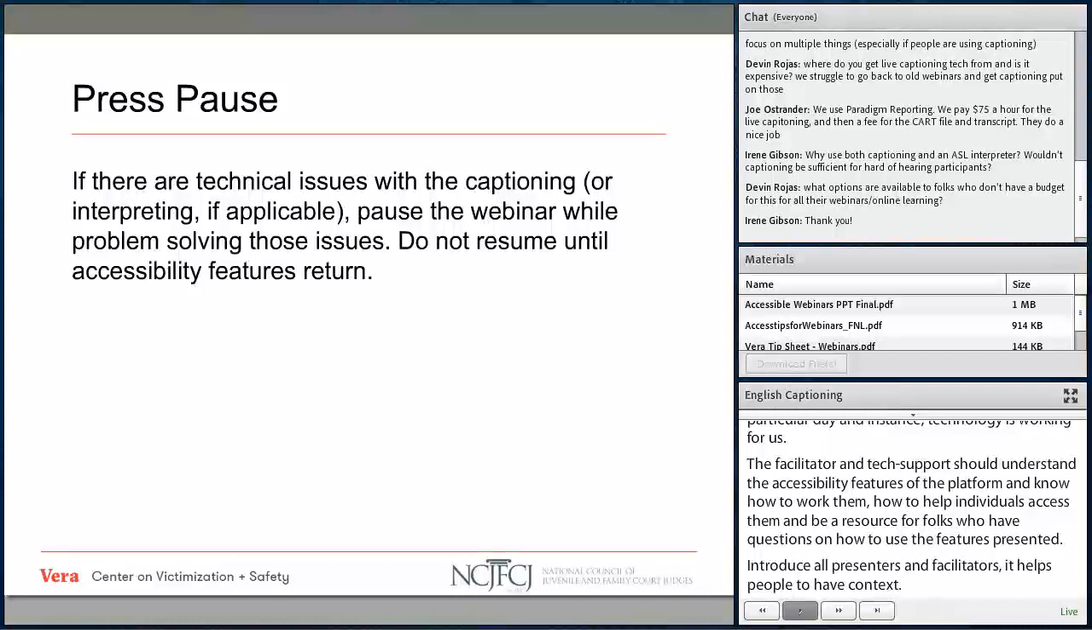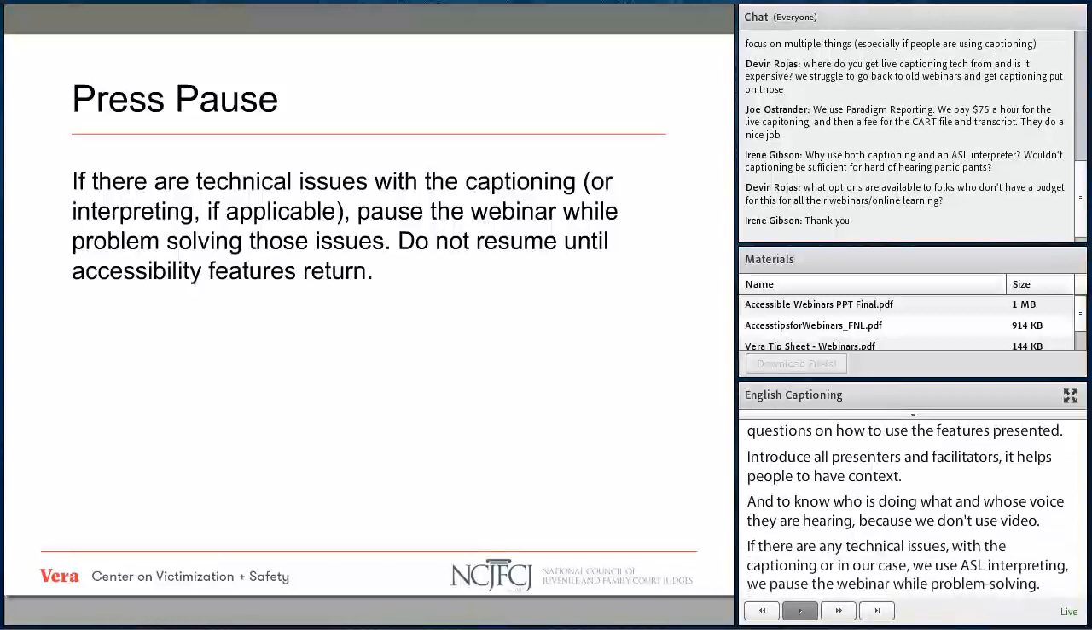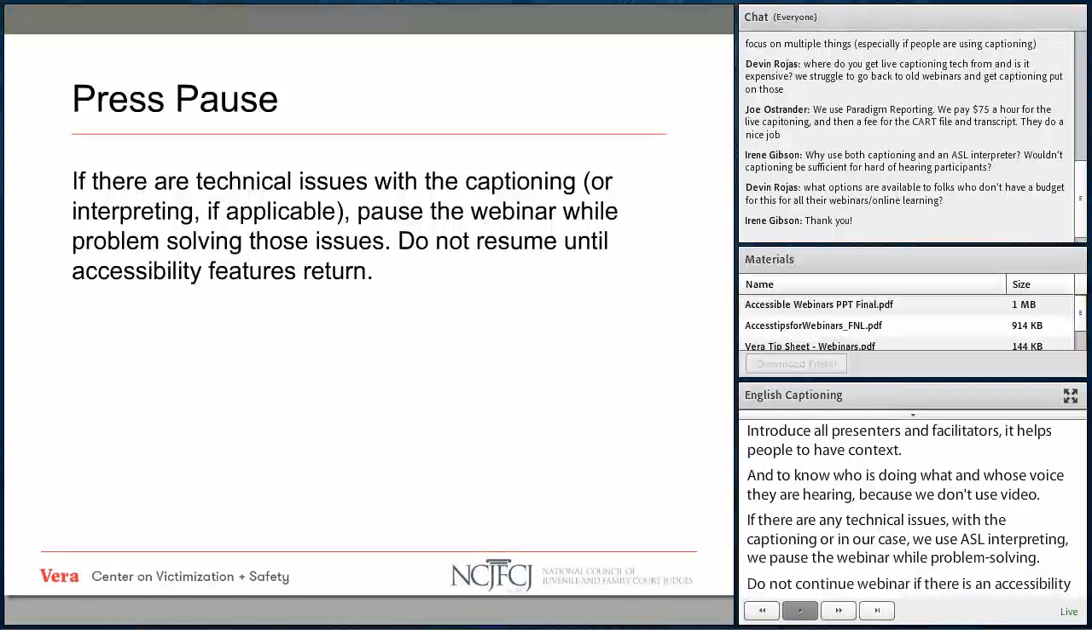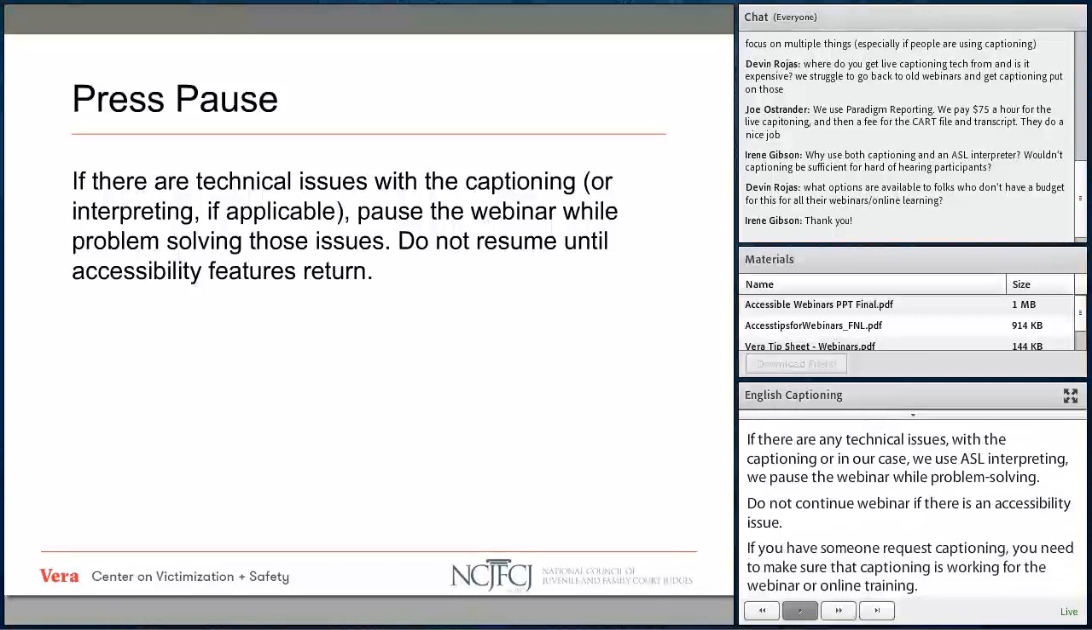If there are any technical issues with the captioning, or in our case, we typically use ASL interpreting, we pause the webinar while problem solving those issues. You do not continue the webinar if there is an accessibility issue. If you've had someone request captioning or you're using captioning, you need to make sure that captioning is working for the webinar or the online training. If it's not, you should not continue that training until you're able to solve the issue.